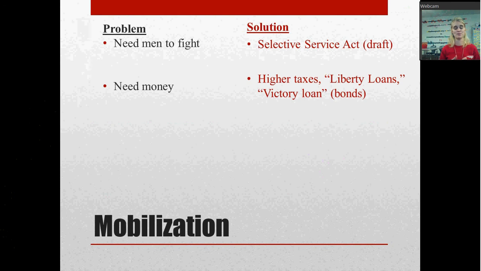So that 30% of my paycheck that comes out of every month, that started really here with this war. The other thing they would do is sell bonds.